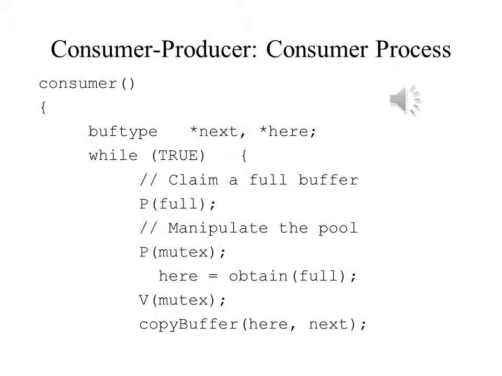The consumer does something analogous to this. It has to wait for there to be an available full buffer, hence the P of full statement. Then it enters the critical section, obtains a buffer, and copies from it. Notice that the statement here, equals obtain full, is protected by the mutual exclusion semaphore.